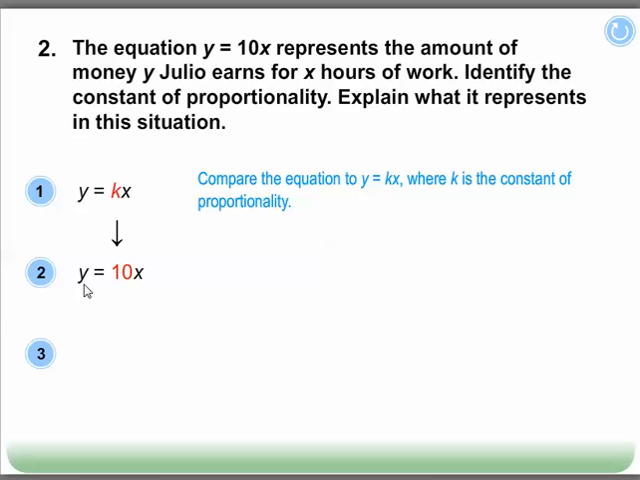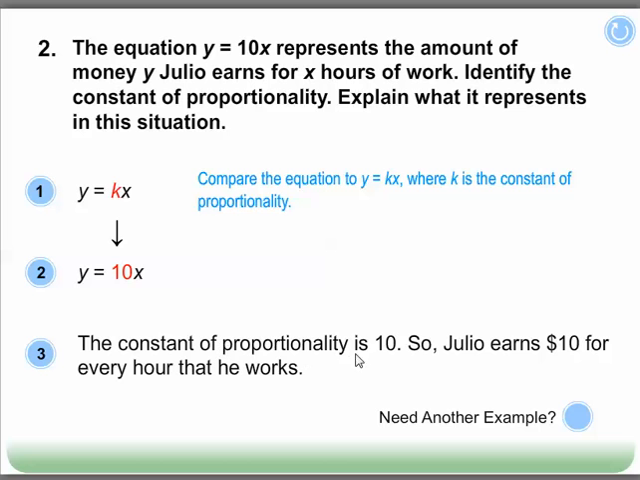So our situation is y equals 10x. So k is equal to 10. So the constant of proportionality is 10. So Julio earns $10 for every hour that he works. So when it asks for that constant of proportionality, we're looking for that k value because k is our constant, as we said a couple slides back. So this value, 10, is our constant of proportionality. If we drew a graph, it would be our slope. And we know it's proportional because he makes $10 for every hour. So those are those buzzwords that we've been looking for.